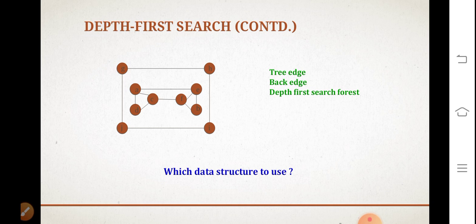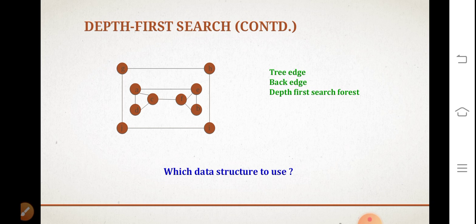The algorithm may also encounter an edge leading to a previously visited vertex other than its immediate predecessor, that is, its parent in the tree. Such an edge is called a back edge because it connects a vertex to its ancestor other than the parent in the depth first search forest.